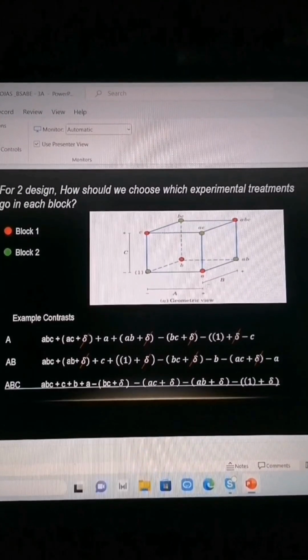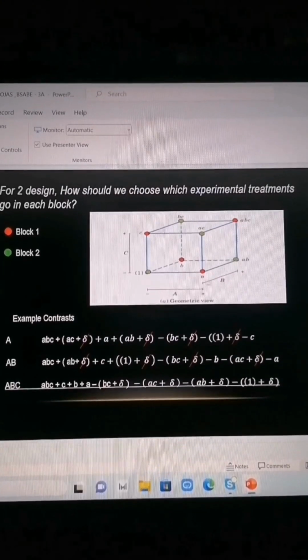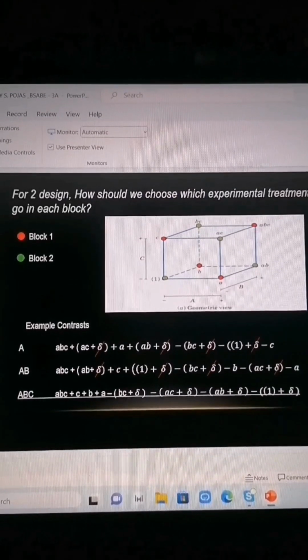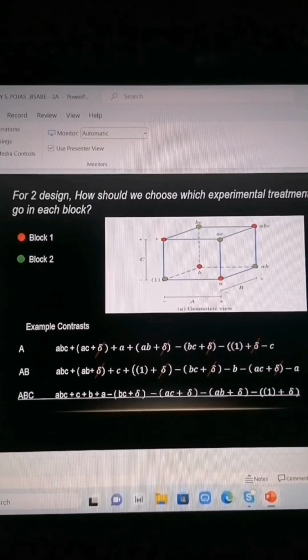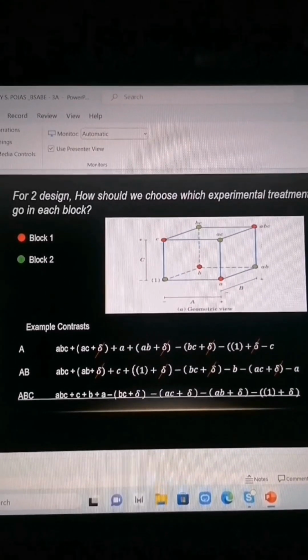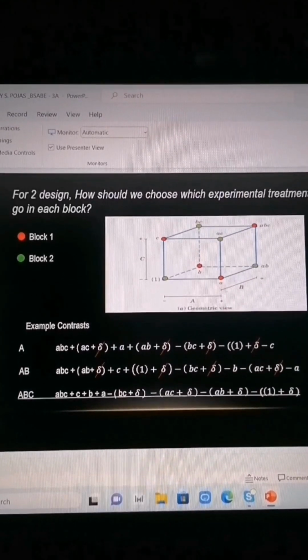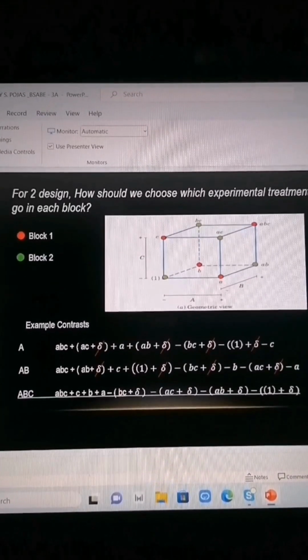And so AB is not confounded with blocks. But if we look at ABC, again, what we want to do is confound the blocking effect with the highest order interaction. For a 2 cube design, that's ABC, and we see that overall we have a negative 4 delta. So we've confounded the blocking effect with ABC, which is good. And the main effects and binary effects for this 2 cube design are not confounded by blocks. So that's why we choose to do this design. Because we've confounded ABC with the blocking effect, if we observe an ABC effect, we don't know if it is due to an actual effect or from the blocking effect.